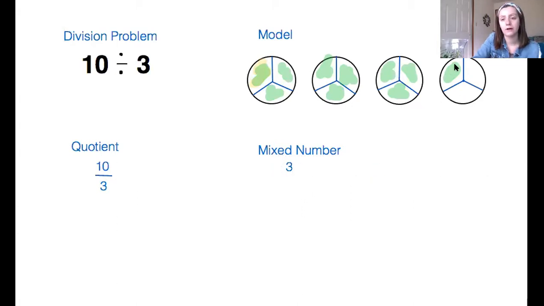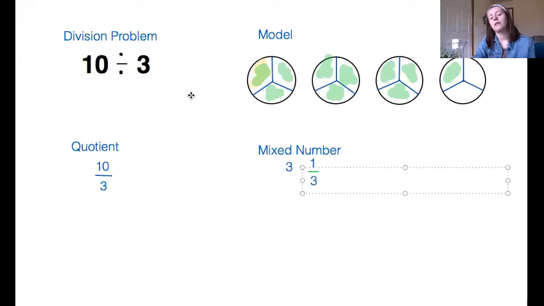And then I'm going to write what fraction of the last circle is shaded in. So I have 1 out of the 3 pieces there shaded in, right? So that's going to be 3 and 1/3. Okay, so 3 and 1 out of my last circle.